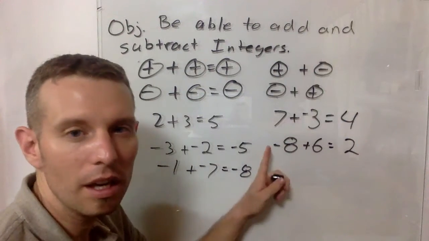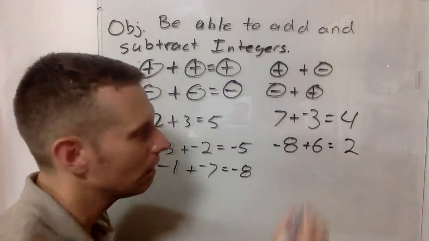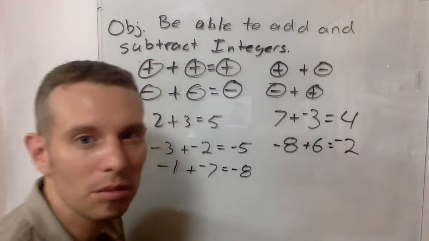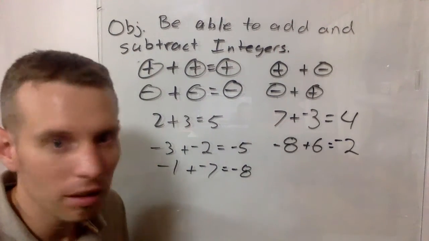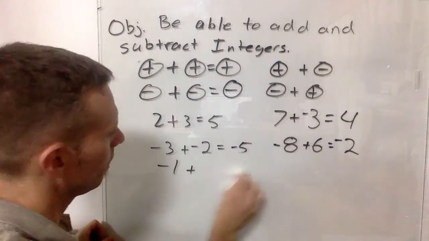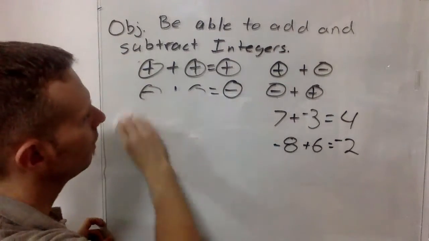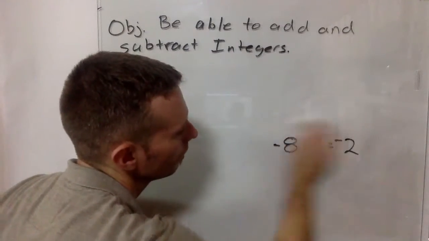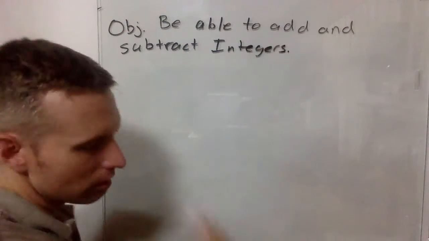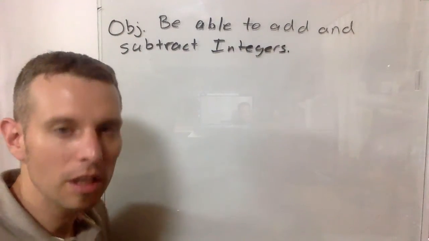And then since the 8 was negative, the 2 is going to be negative. Okay, so there's adding integers. I'm going to erase all this. Again, you should copy that down as well as write down those rules. If you didn't get a chance to, just watch it again and write those down.